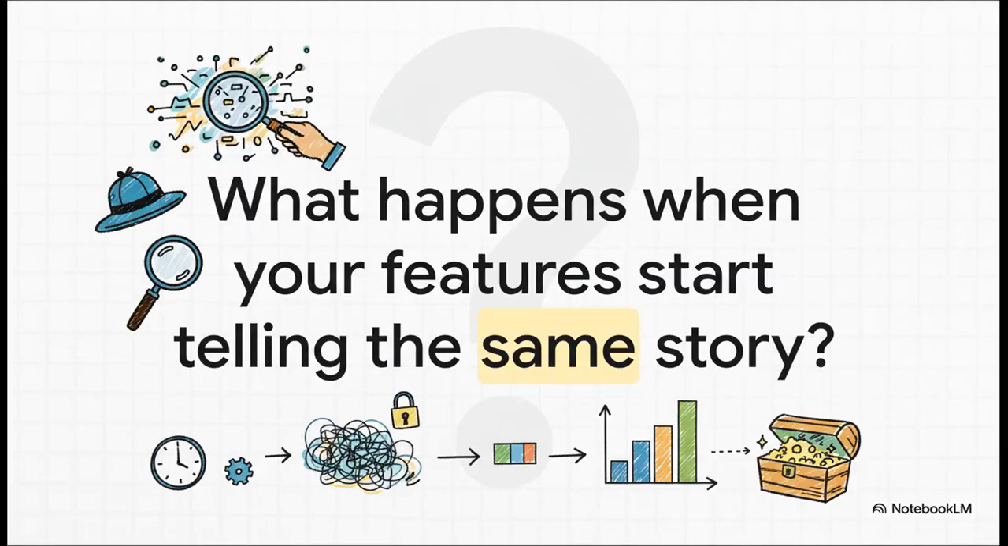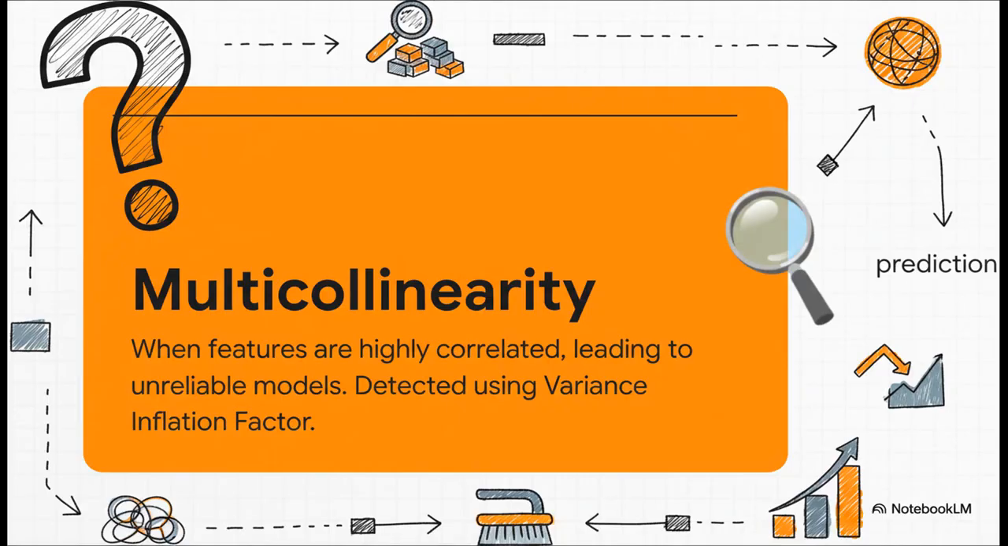Okay, so our data's clean, it's properly scaled, we're good to go, right? Well, what happens when some of your data points are a little too similar? What if they're basically just telling the exact same story, but using different words? Yeah, that problem has a name: multicollinearity. It's what happens when two or more of your variables are so alike that they create this kind of echo in your data, and it can really mess up your results.